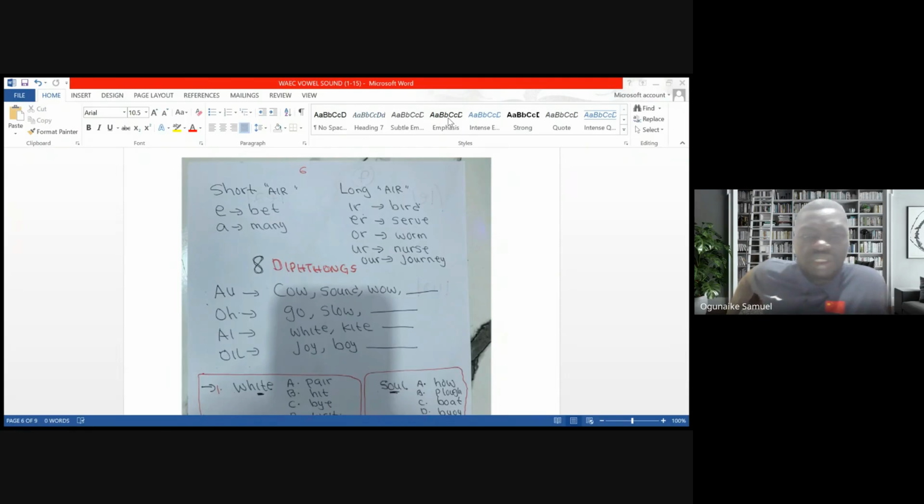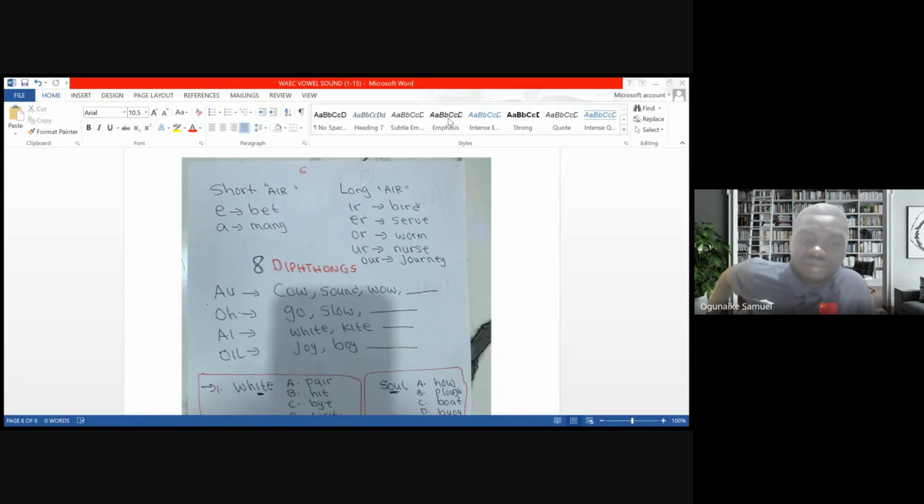So if you look at number six, we talk about air, short air, long air, the letter combinations are there. I leave all of these things to your efforts. With your efforts, you'll be able to master the letter combinations. It takes efforts. And these ones are the easiest of them. We call them diphthongs. Though four are easier, four are a little bit tough. But let's look at, for example, cow.